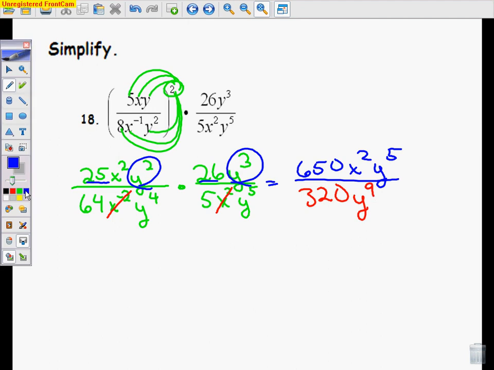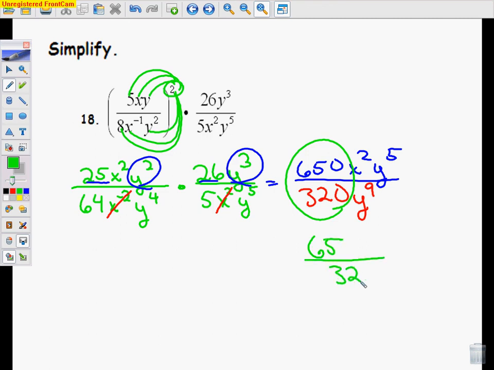Now, we're going to go ahead and reduce this. So 650 over 320, that reduces to 65 over 32, because those are both divisible by 10. This x squared that we have here, there's nothing to divide it with in the denominator, so we're just going to bring down the x squared. And this y to the fifth over y to the ninth. Once again, we subtract the exponents, and we get y to the negative fourth. And it always, always, always starts in the numerator.